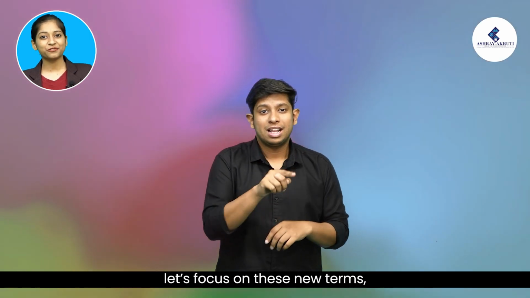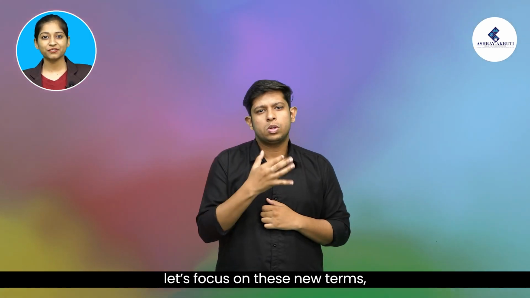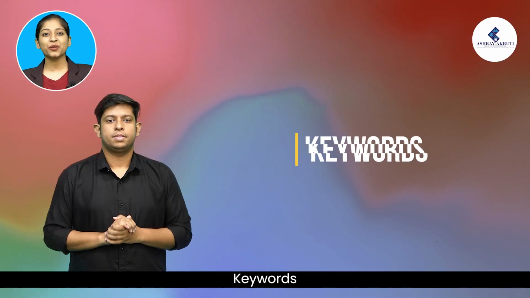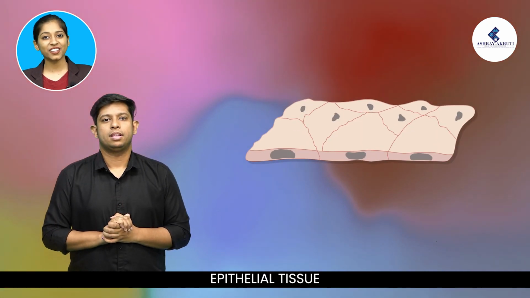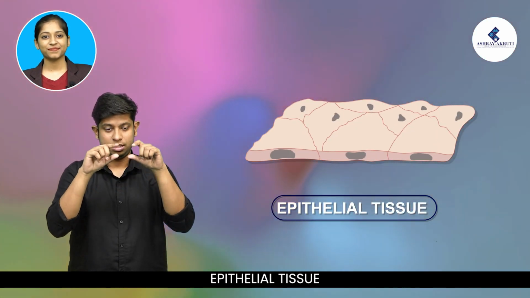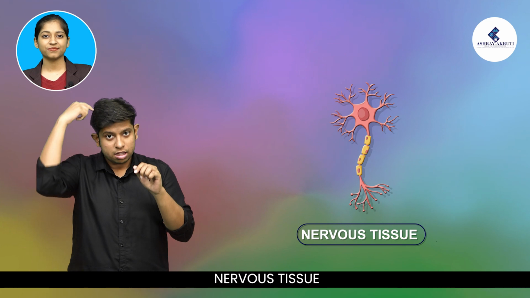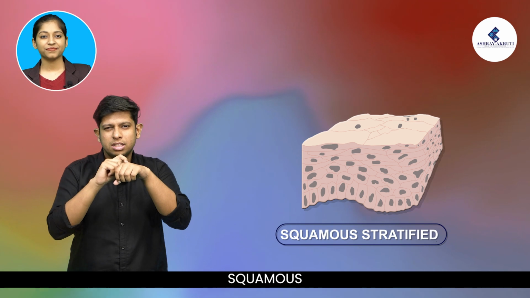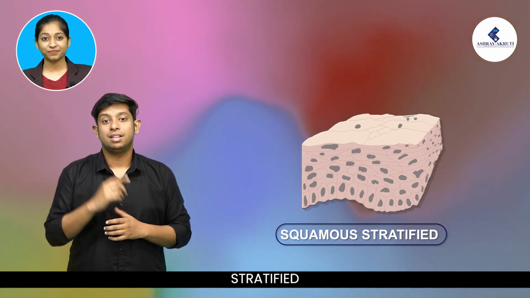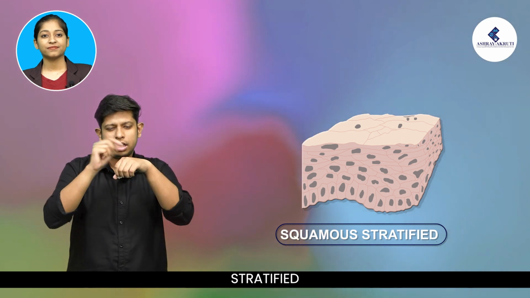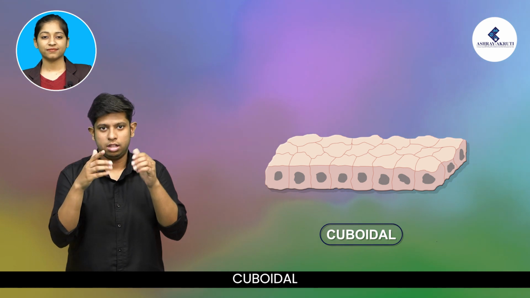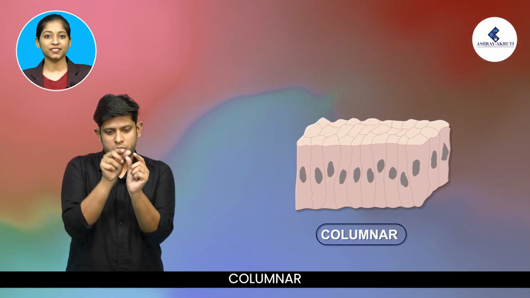Before that, let's focus on these new terms which we come across in this topic. Keywords: epithelial tissue, nervous tissue, squamous, stratified, cuboidal, columnar.